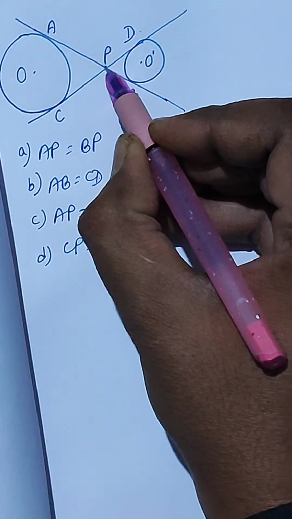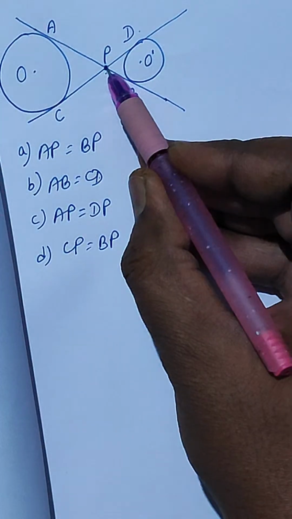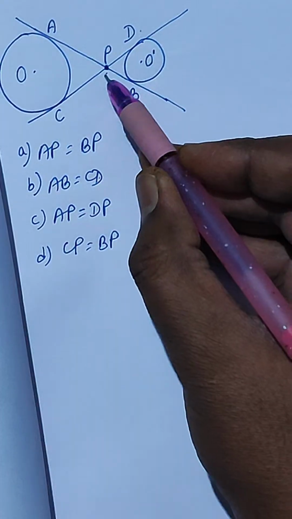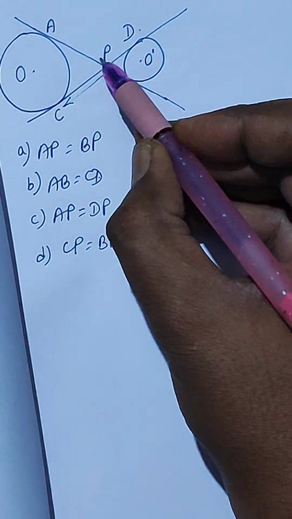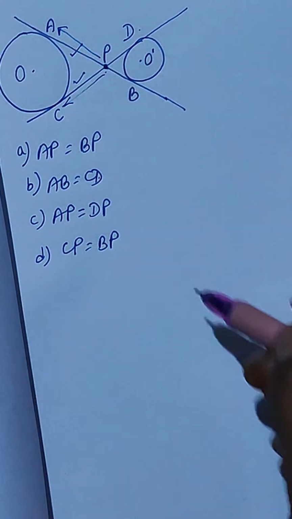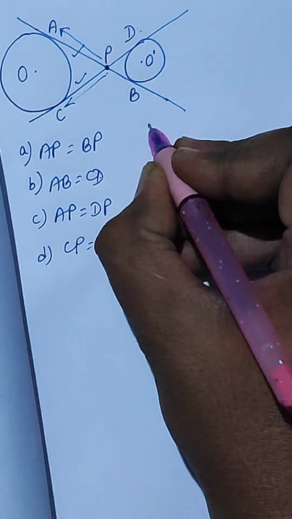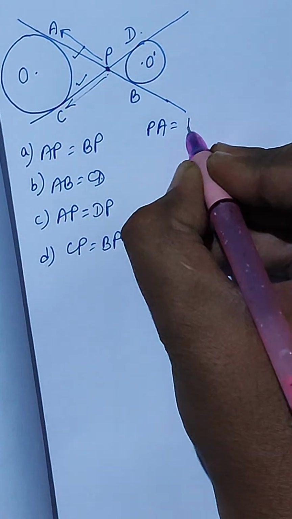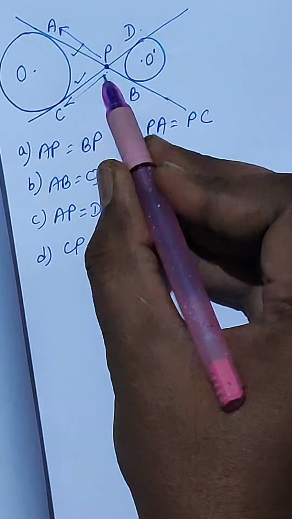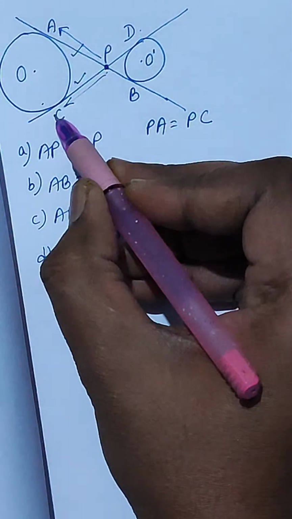I hope you remember that in one of the live sessions I discussed such a question. If the point of intersection is P, we can consider P as an external point, and from P the length towards C and the length towards A will be equal, right? Similarly, from P, the lengths towards D and towards B will be equal. So we can write PA equal to PC, which is valid for this circle, because the tangents drawn from an external point to the same circle are equal in length.